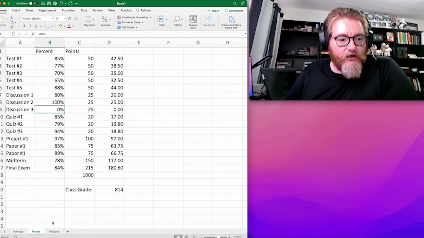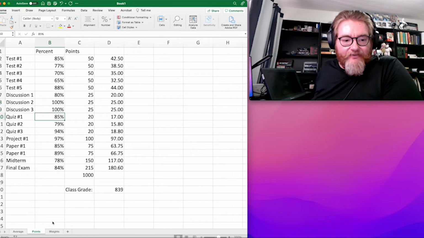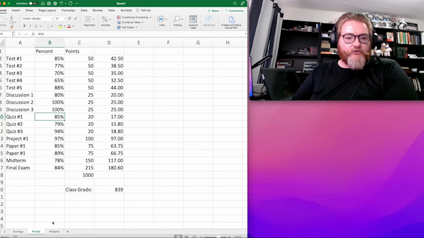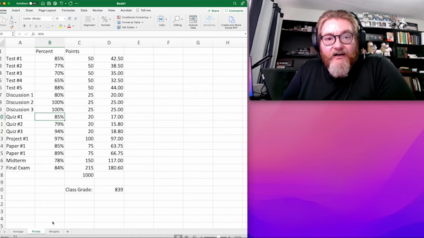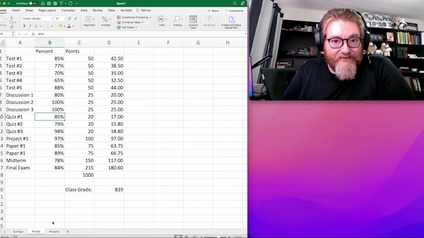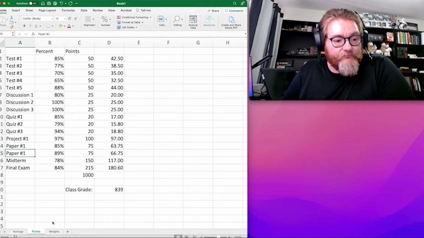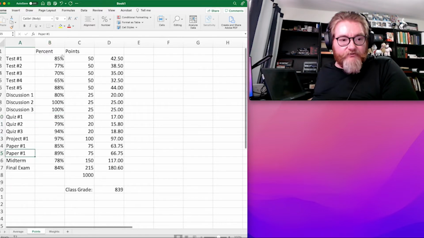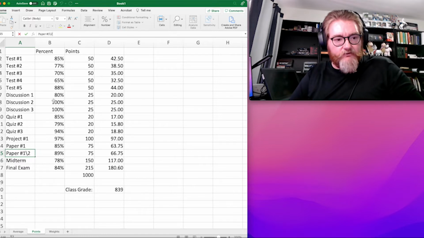So a lot of schools have gone to this. They like the 1,000 point value. So what's the problem here? Well, you have to come up with point values that are representative for the work that you're doing. So for instance, paper number 1, paper number 2. Okay, paper number 1 and paper number 2. Let's go ahead and fix that typo right now.